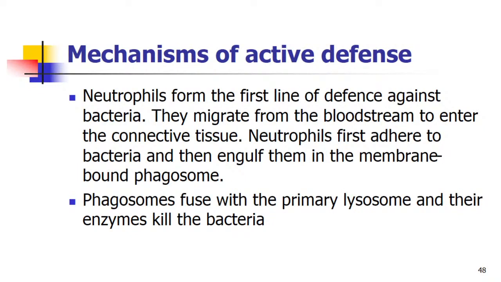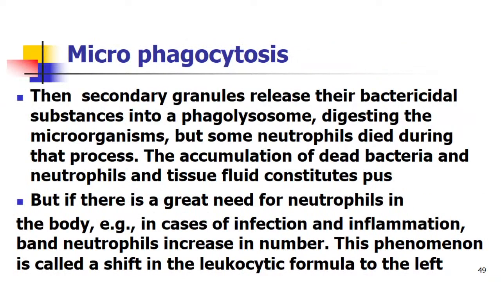Neutrophils form the first line of defense against bacteria. They migrate from the bloodstream to the connective tissue. Neutrophils first adhere to the bacteria and then engulf them in a membrane-bound phagosome. Phagosomes fuse with their primary lysosomes and their enzymes kill the bacteria. That's the name microphagocytosis. Then secondary granules release their bactericidal substances into the phagosome, digesting the microorganisms, but some neutrophils die during that process. The accumulation of dead bacteria and neutrophils in tissue fluid forms the pus.